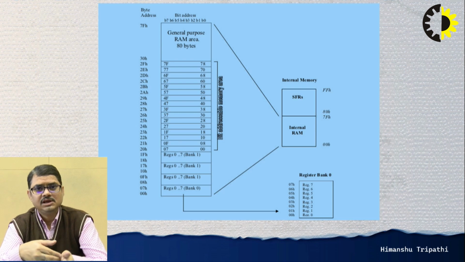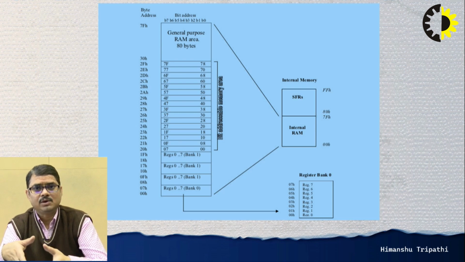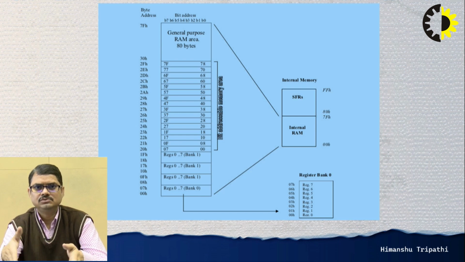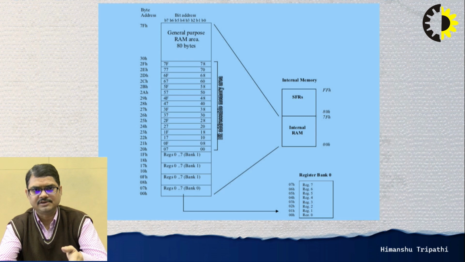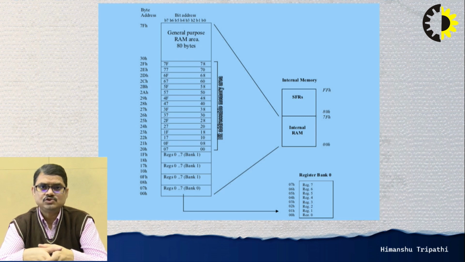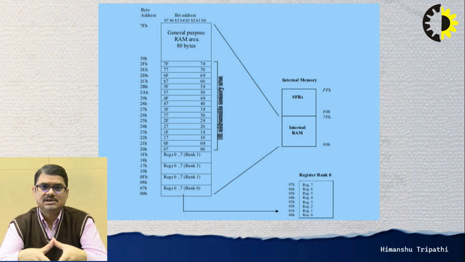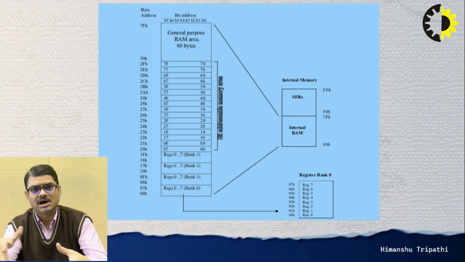The same is the case if we are talking about memory bank 1. Memory bank 1 has 8 registers, and the names of these registers are R0, R1, R2, R3, R4 up to R7. The same holds true for memory bank 2, which has 8 registers named R0 to R7. And interestingly, memory bank 3 has 8 registers, and these registers are also named R0 to R7.